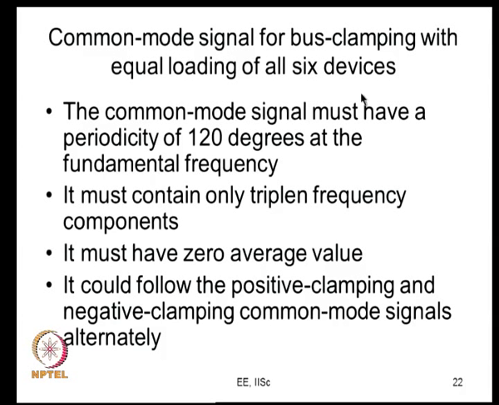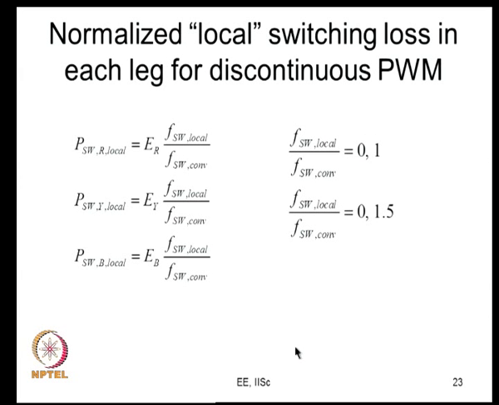So, if you are operating an inverter, you have to make sure that the same amount of power is being dissipated in all the 3 legs, and even in each leg the top device and the bottom device should have the same amount of power dissipation. That can be ensured if you go through all these things, and particularly that it must have 0 average value. So, subject to these conditions, many bus clamping PWM methods are possible.